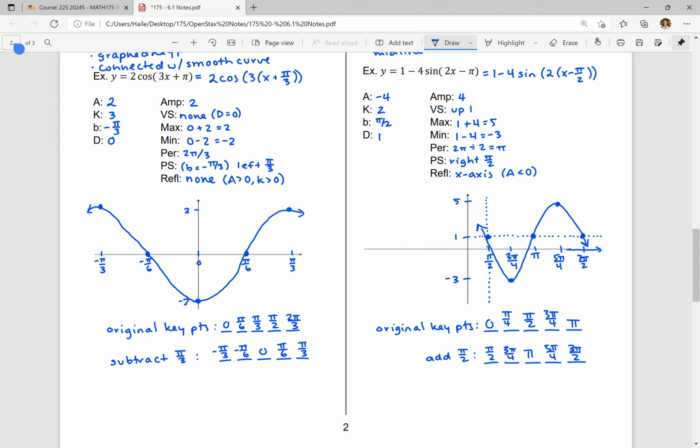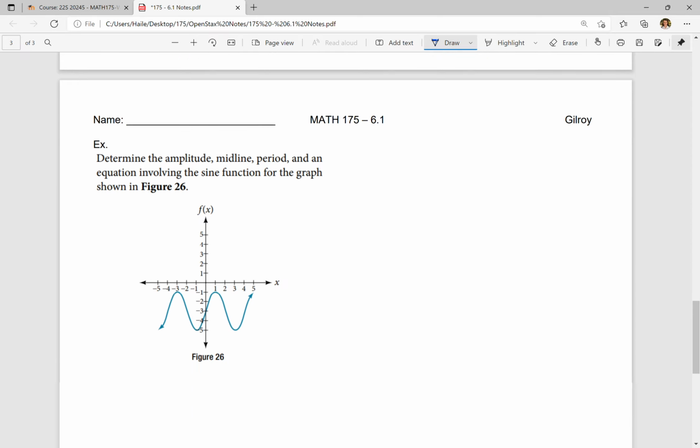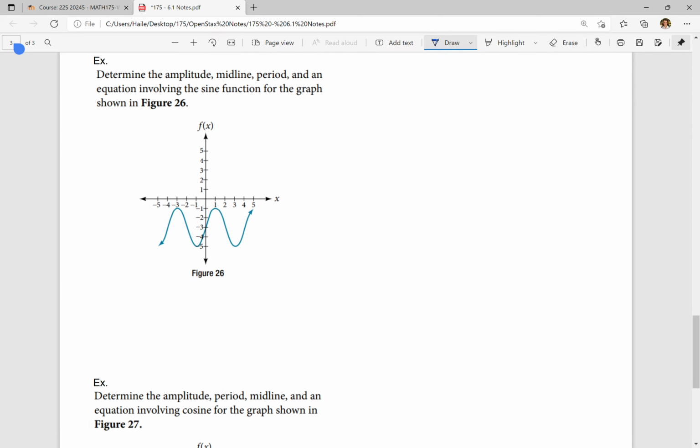Okay, so the last thing we're going to talk about in this section is we're going to go backwards. So we've been given equations and expected to draw the graph, but what if I gave you a graph and expected you to find the equation? So in this next example, we're going to determine the amplitude, midline, period, and an equation involving the sine function for the graph shown below.